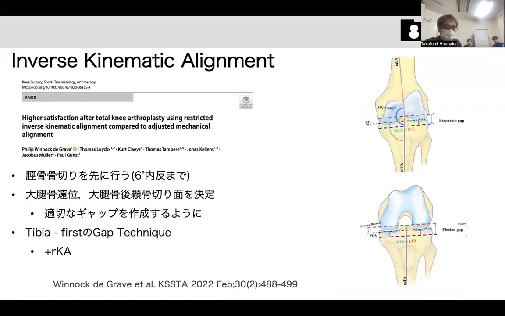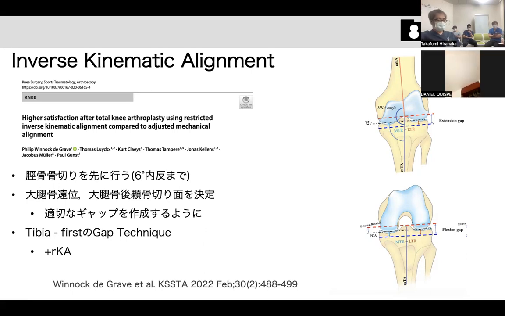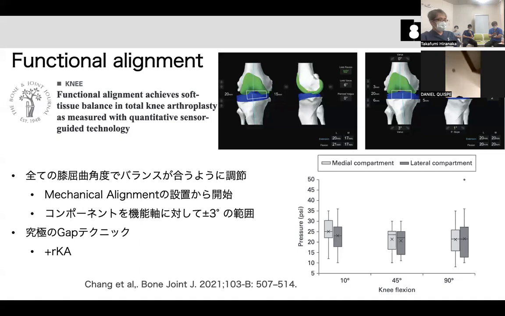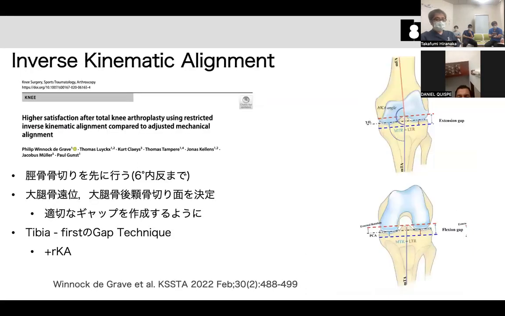So this is another type of functional alignment, or this is named inverse kinematic alignment, but in fact, this is inverse functional alignment. So tibia-based functional alignment. But what's the difference between the functional and inverse? The functional is to manipulate the femur and the tibia side at once before bone cutting. But in inverse, as in kinematic alignment, they cut the tibia first.